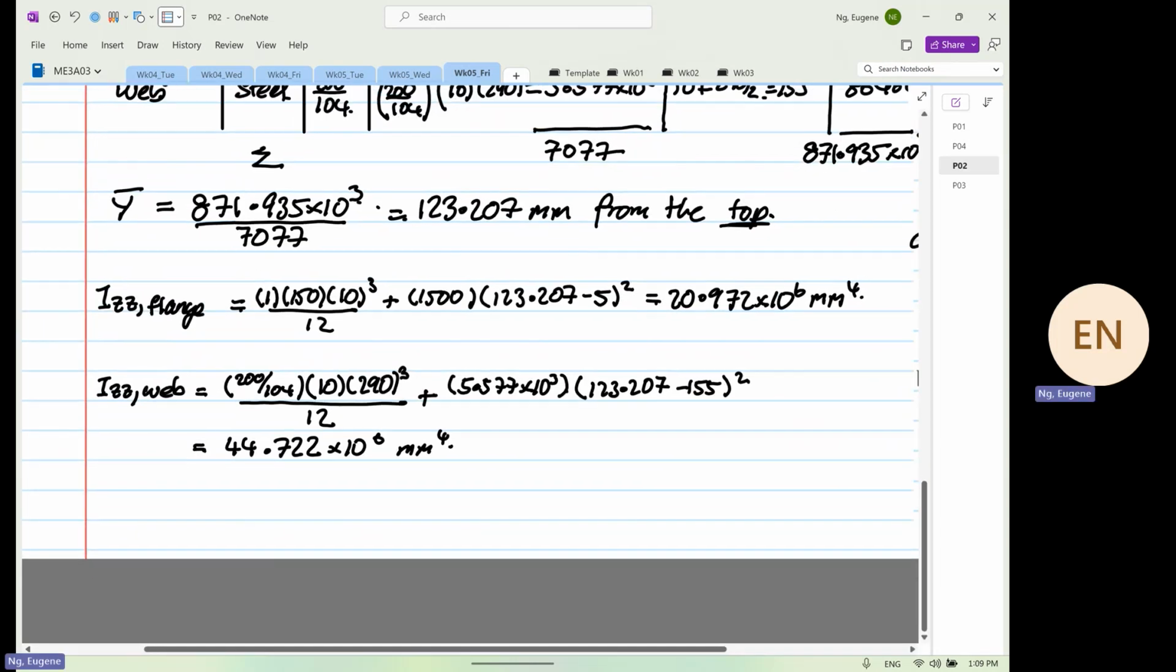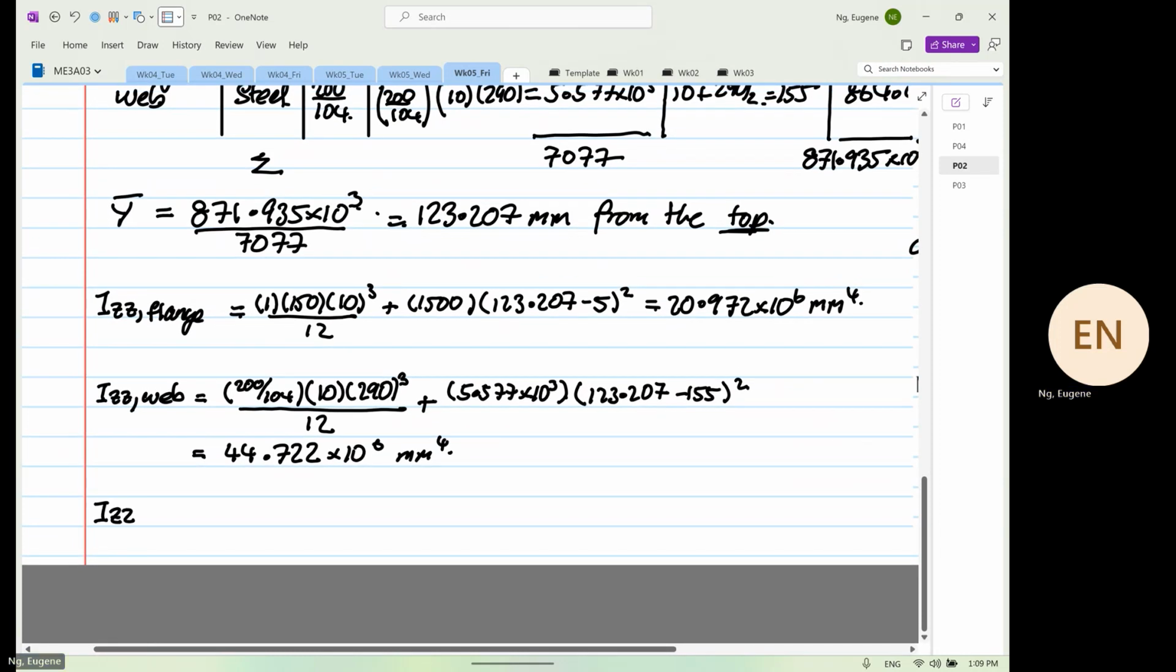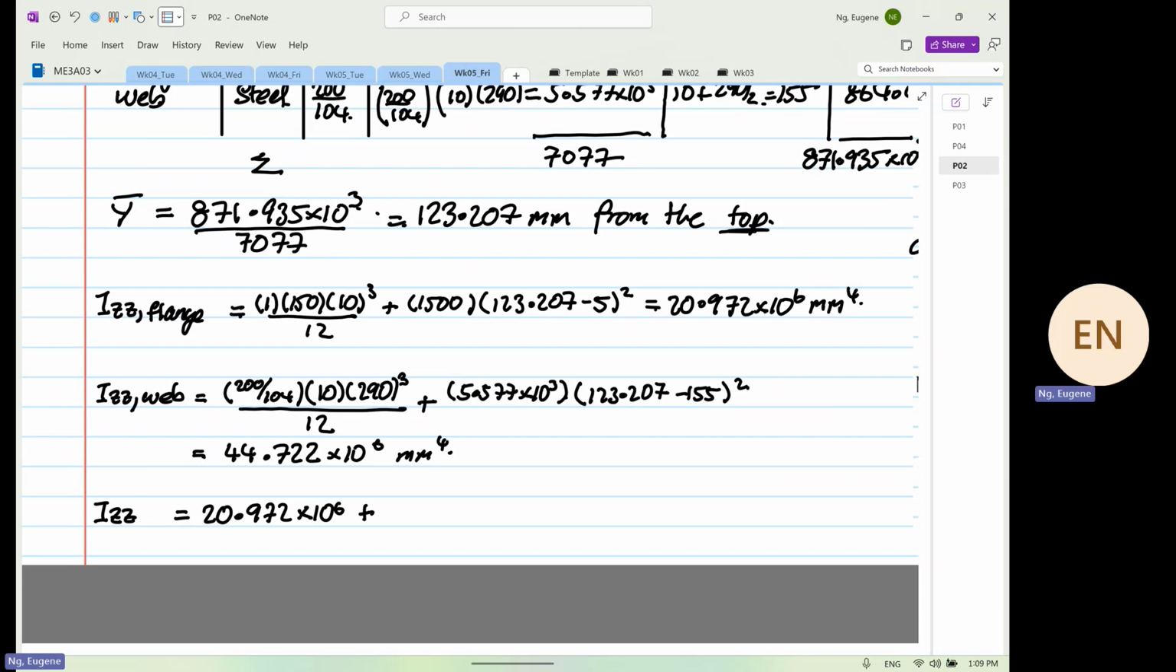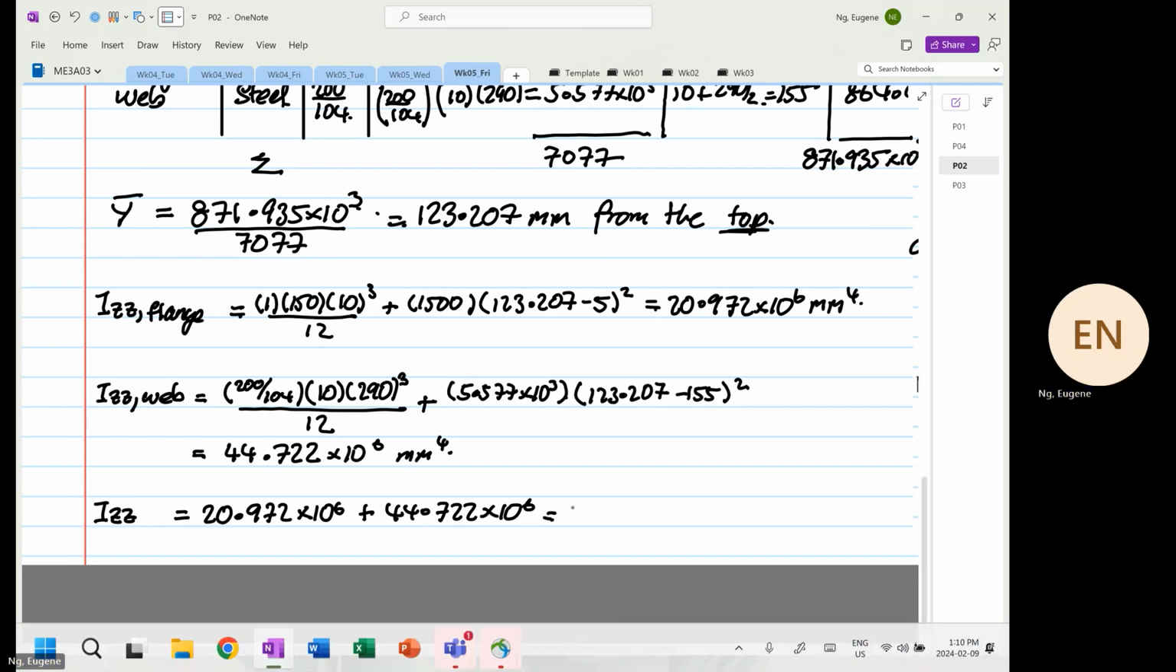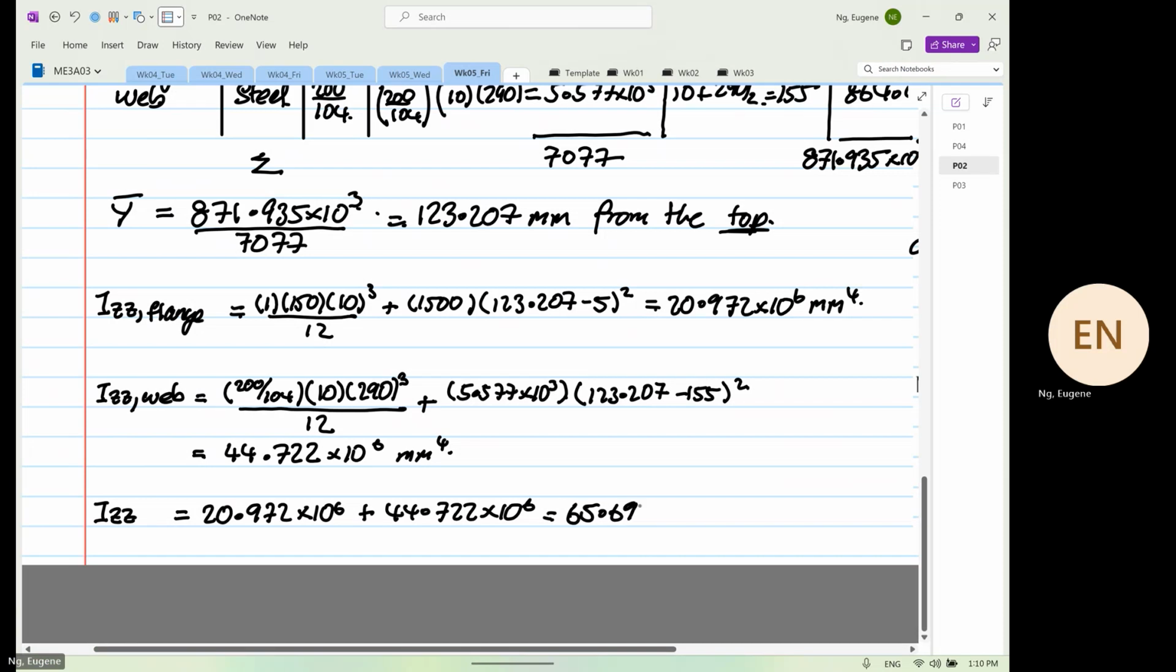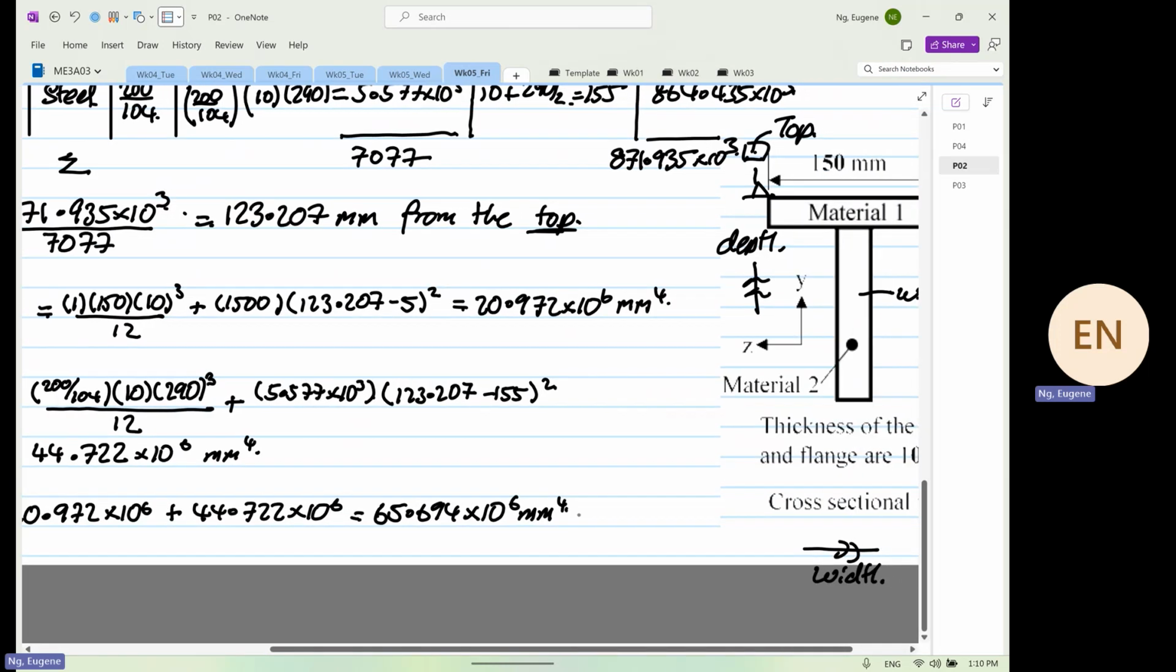So now we know our IZZ. So IZZ will be 20.972 times 10 to the power 6 plus 44.722 times 10 to the power 6. So this is equal to 65.694 times 10 to the power 6 millimeter to the power 4, or in other words, 65.694 times 10 to the power minus 6 meter 4.